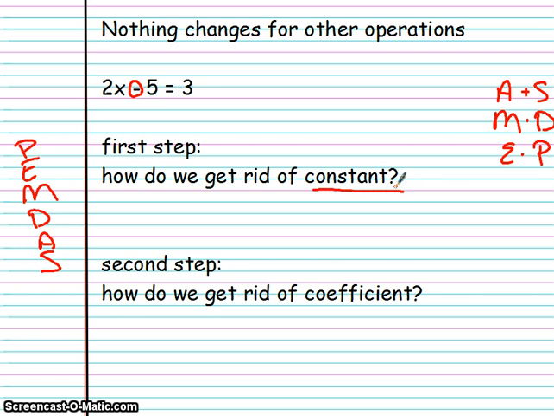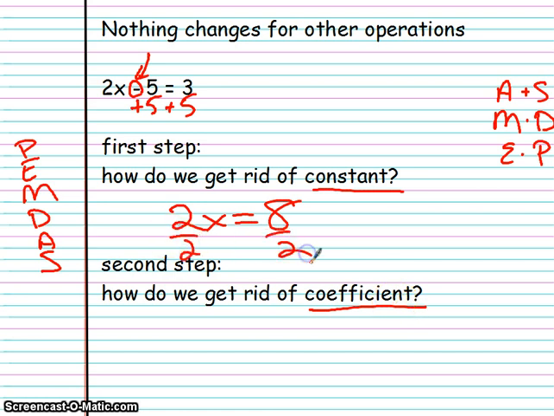In this example, we were subtracting 5. So what's the opposite of subtracting 5? Well, we have to add 5. So add 5 to that example, add 5 to here, and if I rewrite this, we're going to get 2x equals 8. And now we just have to get rid of the coefficient. The coefficient is, of course, the number before the variable. Divide both sides by 2. X is going to equal 4.